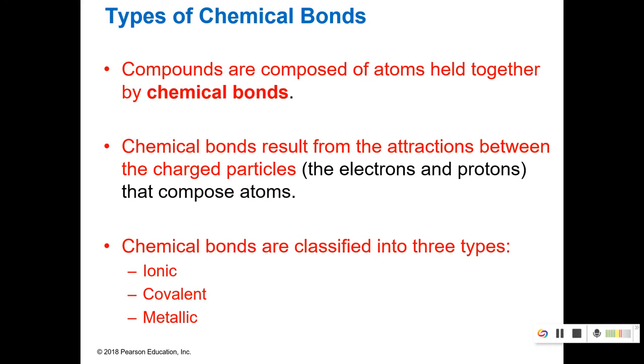So there are going to be 3 different types of bonds we're going to discuss. We're really going to focus on the first 2. A chemical bond is what compounds are composed of and how the atoms are held together. Those chemical bonds result in attraction between those particles. There are 3 different types: ionic, covalent, and metallic. Again, we're really going to focus on ionic and covalent. Metallic is kind of what it sounds like.